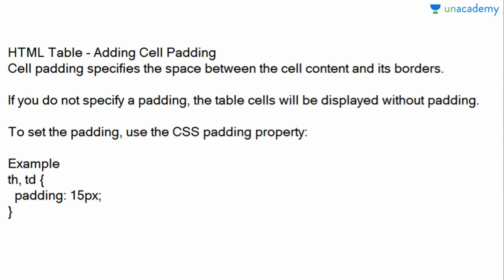Now we can see about adding cell padding. Cell padding specifies the space between the cell content and its border. If you do not specify a padding, the table cells will be displayed without padding. To set the padding, use the CSS padding property. What do we mean by padding? Padding is when you have written some content and you want to leave some space around it, then you need to use this property that is called padding. Let's see how we can apply it.